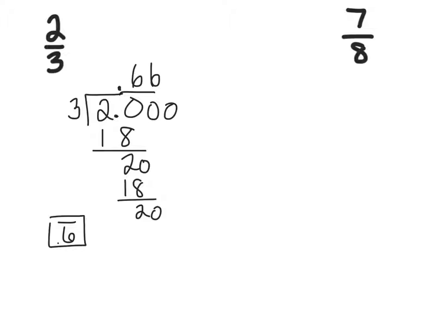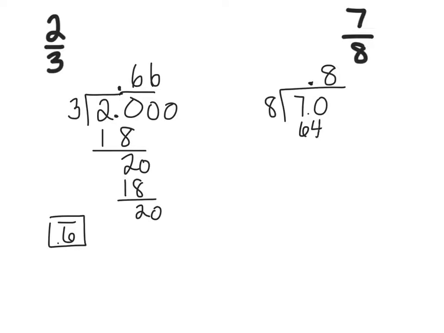Alright, last one. 7 divided by 8. So 7 divided by 8. By now you're kind of seeing the pattern here. It's never going to go in the first time, so I need to add that decimal place, I need to add that 0. So look at what's the closest I can multiply 8 by to get to 70. Well, in this case, 8 times 8 is 64. So I can do that.